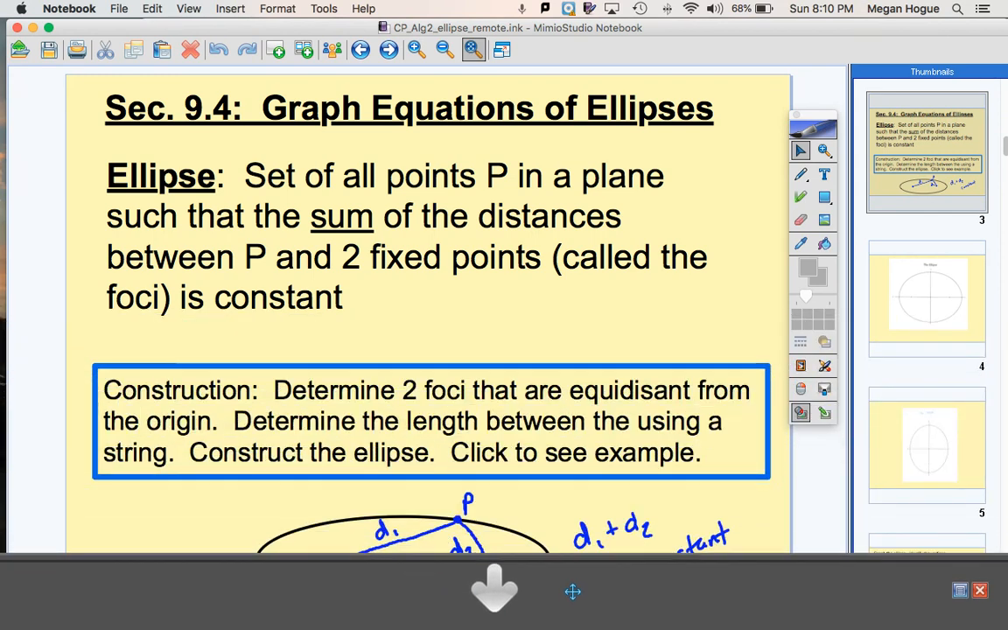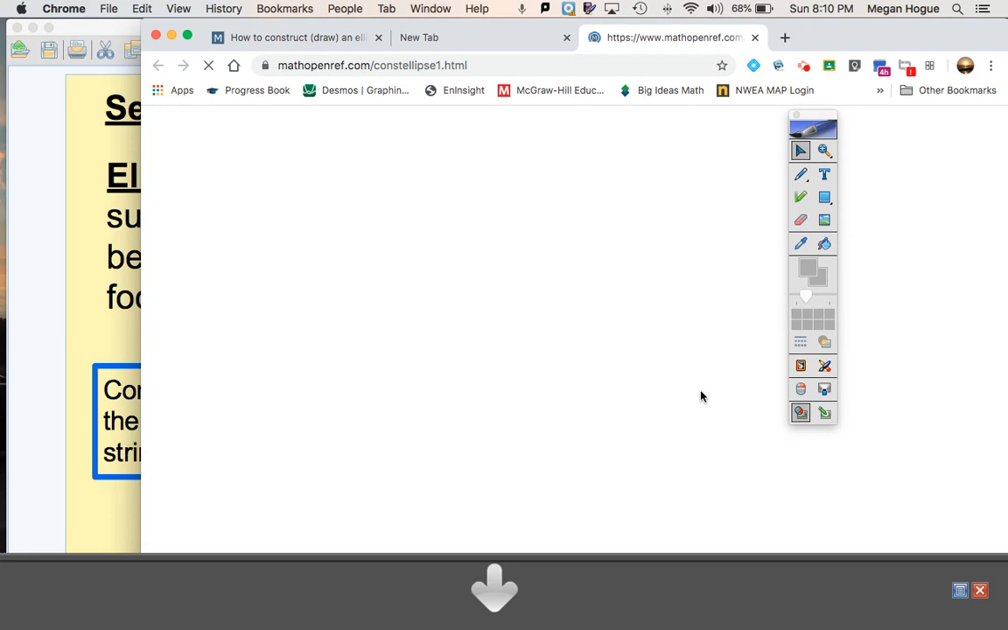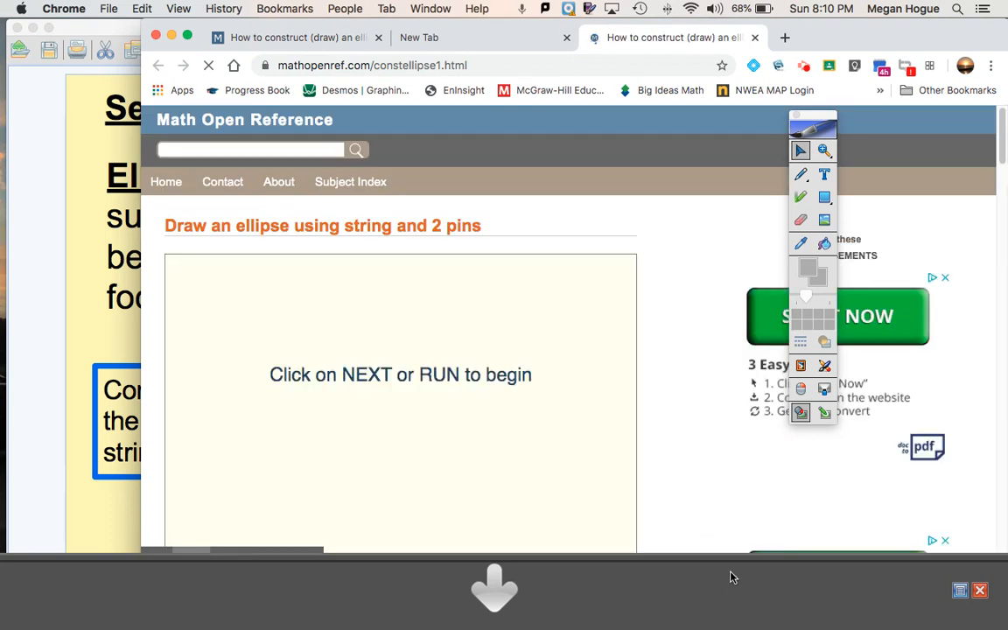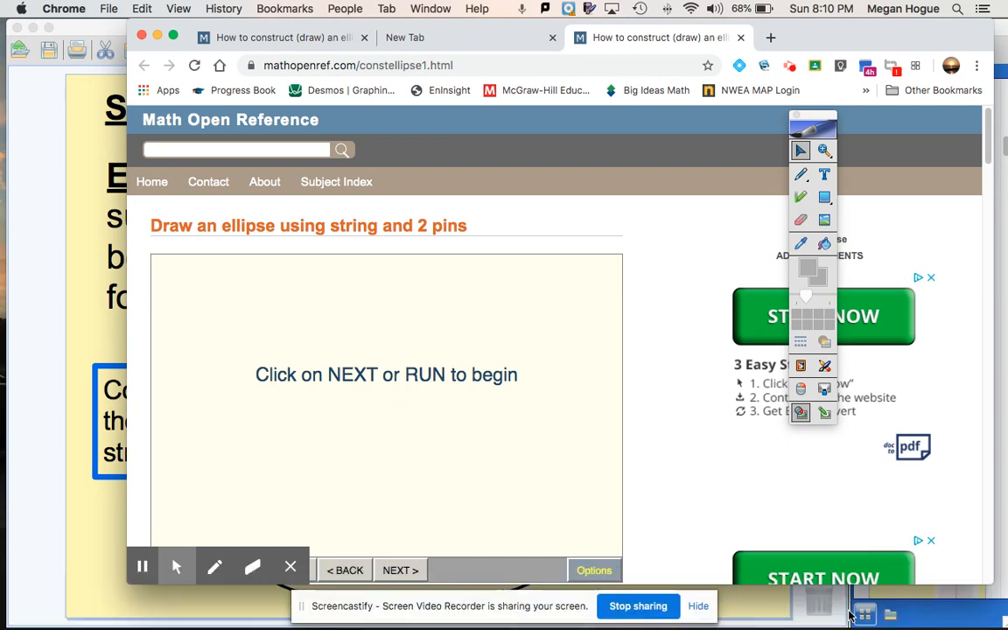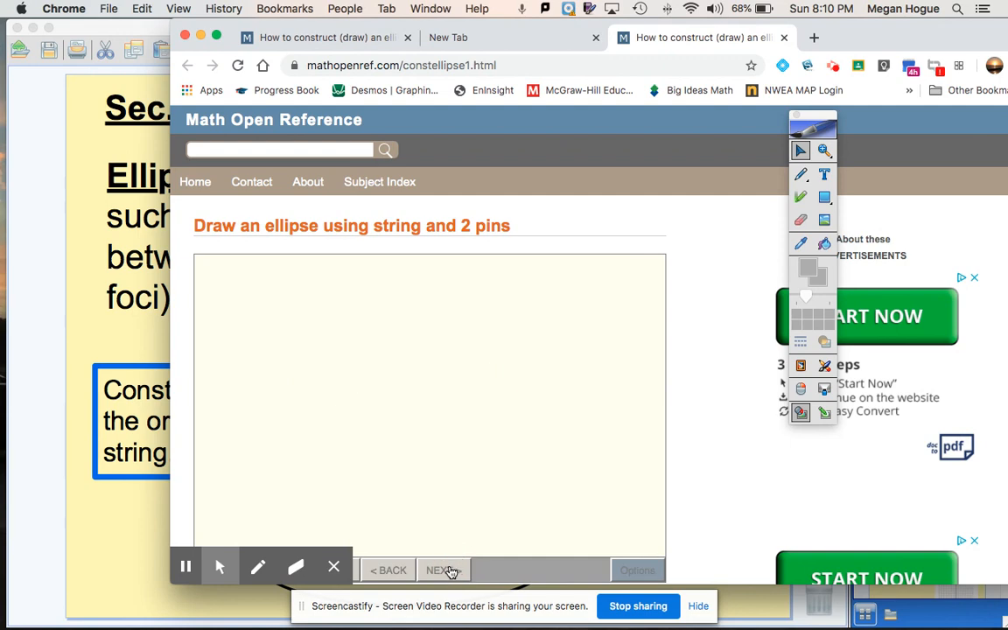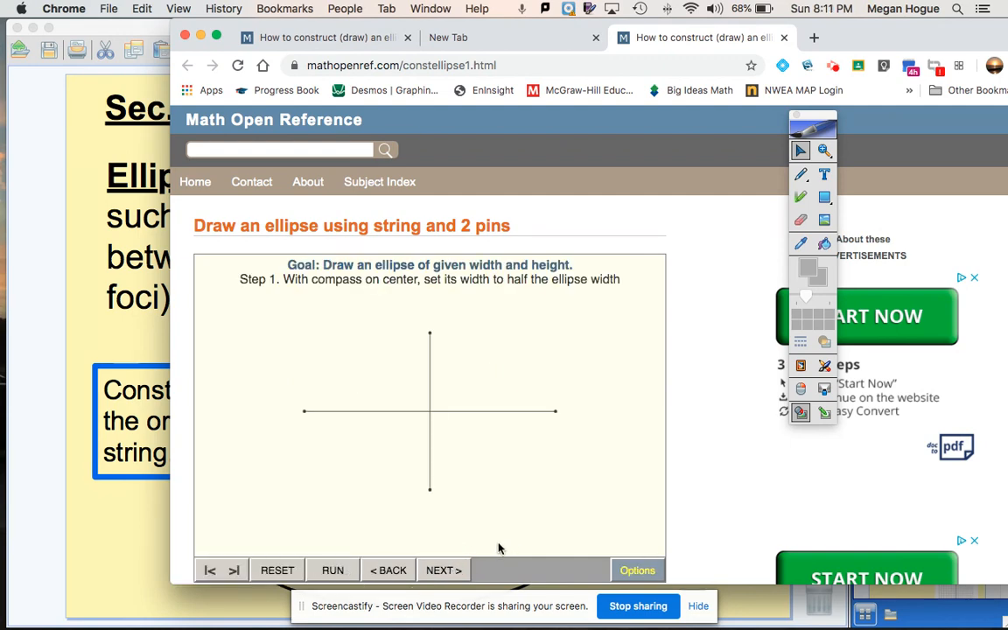So when we construct it, I'll put this link just on the regular Google Classroom too, but we can see what happens here. I'm going to drop this down a little bit. Maybe I'll even get rid of it here. So if I have this, get rid of this. So we start off with our coordinate plane.